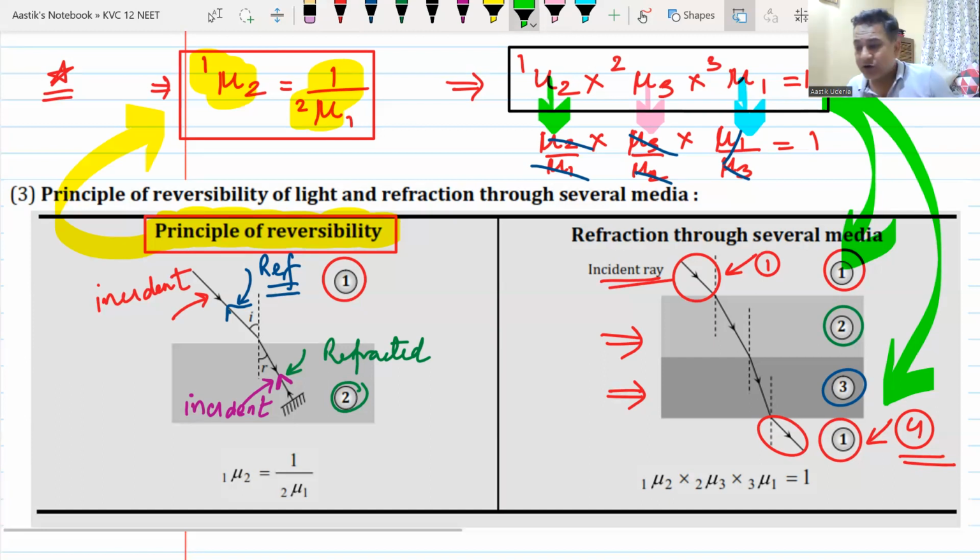Can anyone tell me what do you mean by refractive index? What do you mean by absolute refractive index? What do you mean by relative refractive index? What does refractive index tell us? What do you mean by rarer medium? What do you mean by denser medium? Who is going to tell me all of this? Say. I'm waiting.